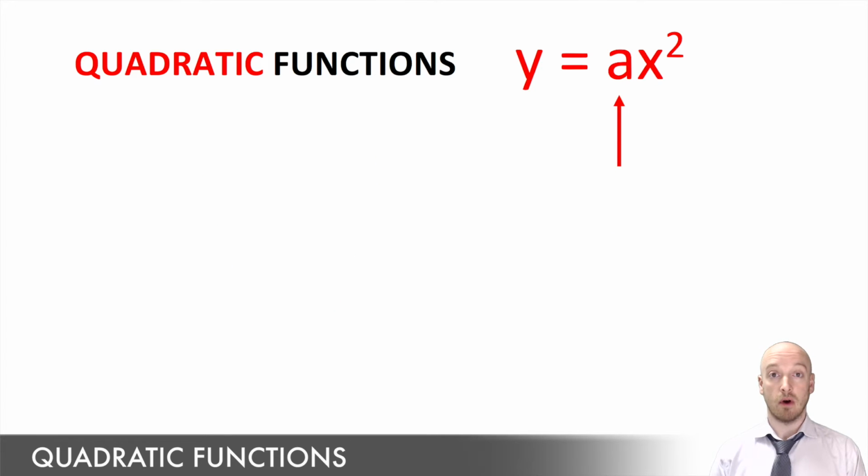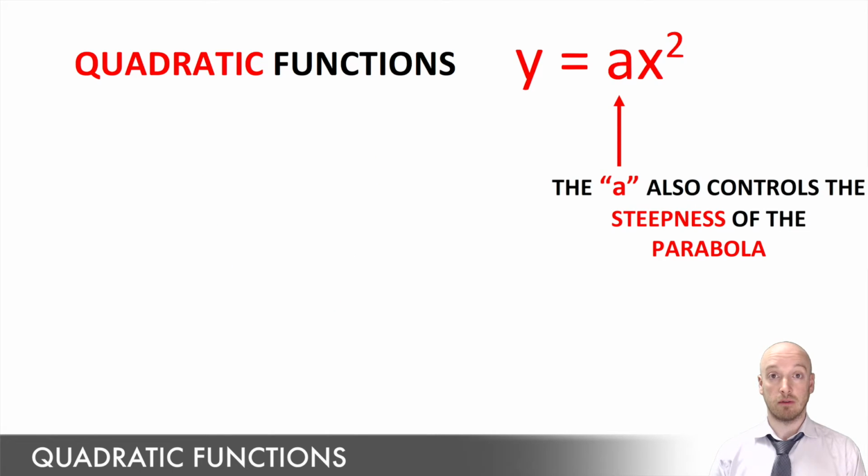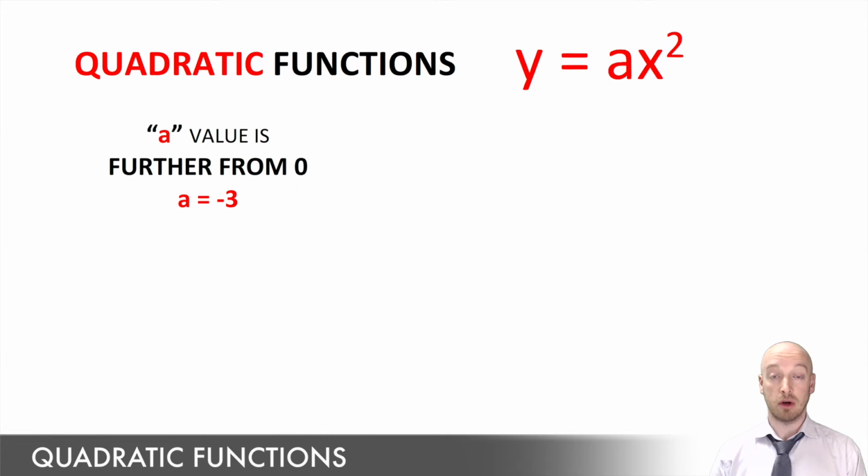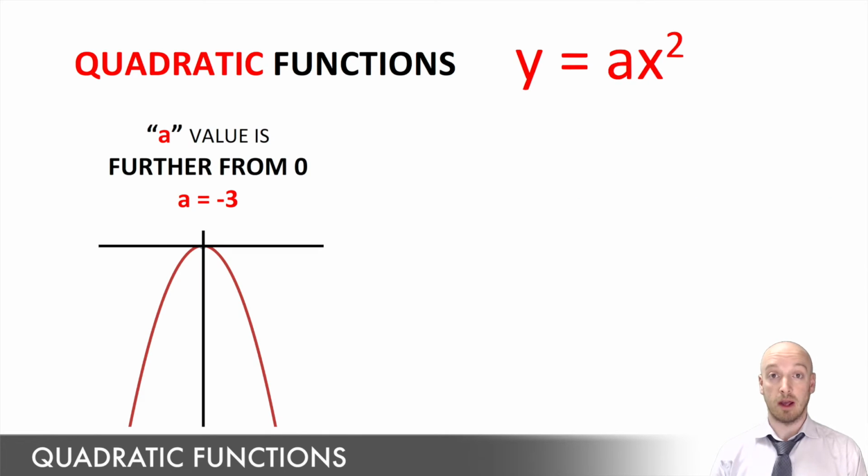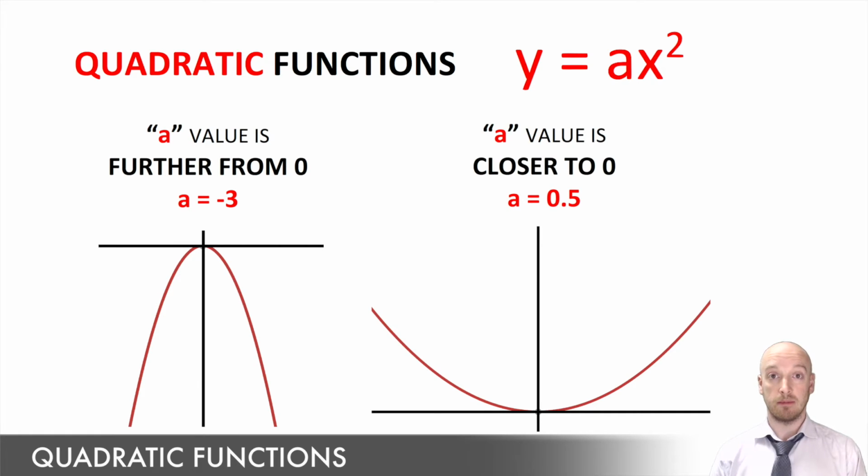Now that a value also controls the steepness of the curve. The further away the a value is from 0, the steeper the curve, whether it's positive or negative. And the closer the a value is to 0, the flatter the curve is going to be. Now we can't confuse this a value with slope from y equals ax plus b. In a quadratic function, it does not represent slope. It's not the constant rate of change of a straight line. All we need to remember about the a in a quadratic function is that it does control the direction and the steepness of our curve.